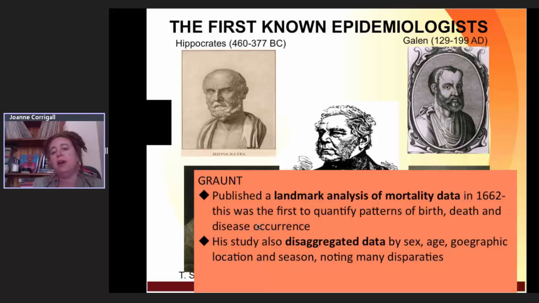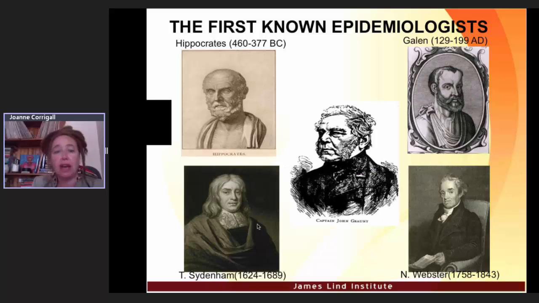the data to see what were the different causes of death and disease by different sex, male, female, different age groups, different geographic locations, seasonal variations, and through that study he noted many disparities. And again, this is something that we do in current day epidemiology.